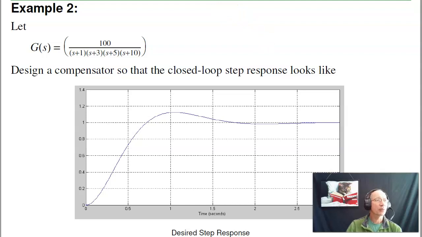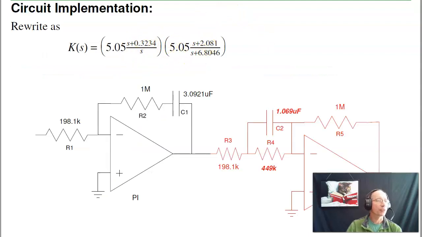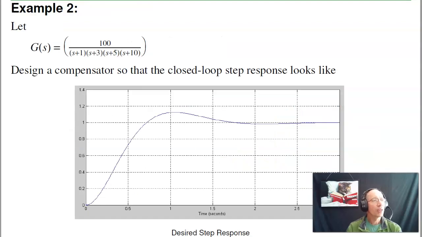Again, could also do that in software. In software, we just do that in 2 filters, or 2 stages. Second example. Suppose I have this system. Design a compensator to give me this step response.